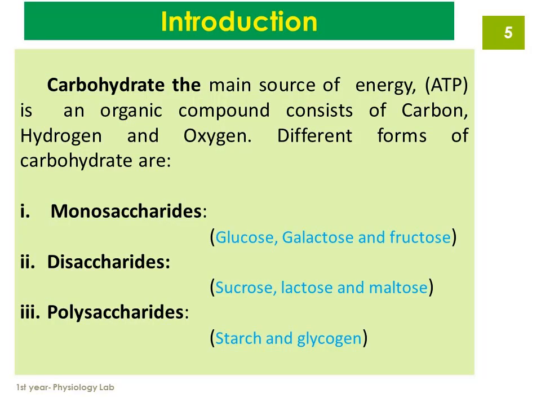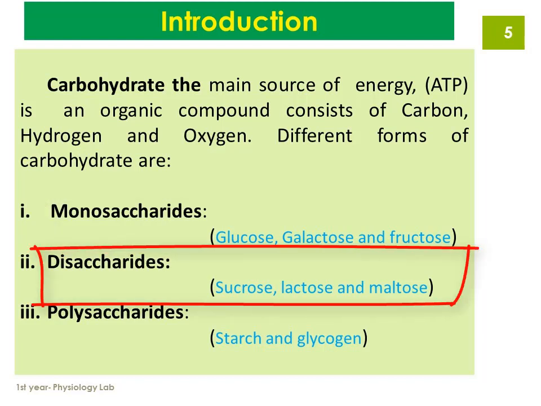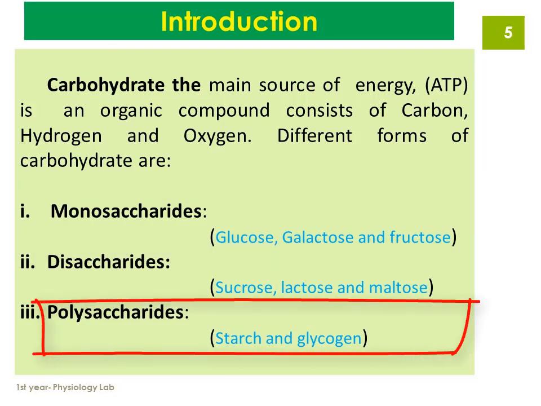Carbohydrates are organic compounds consisting of carbon, hydrogen, and oxygen. They are the main source of energy for the body in the form of ATP. Different forms of carbohydrate are monosaccharides, for example, glucose, galactose, and fructose; disaccharides, for example, sucrose, lactose, and maltose; and polysaccharides, for example, starch and glycogen.